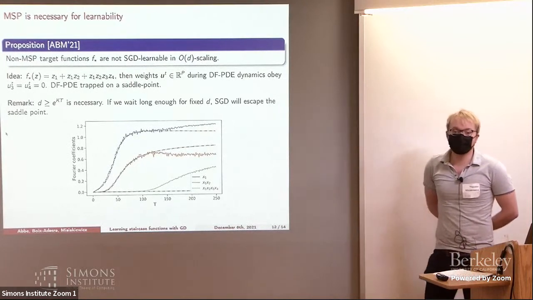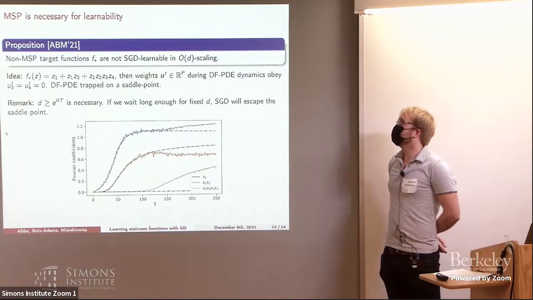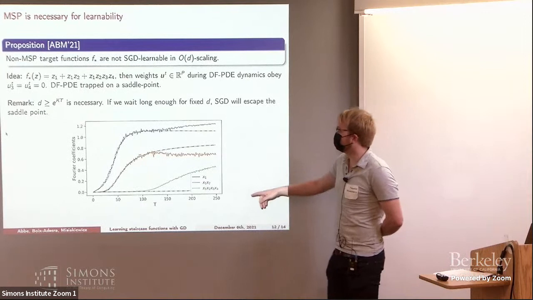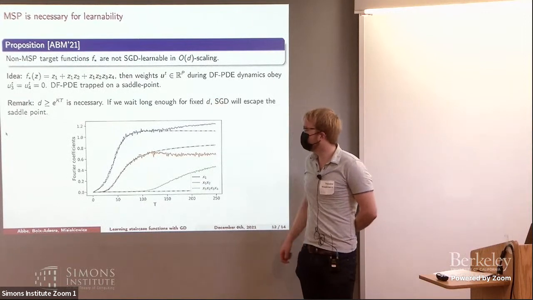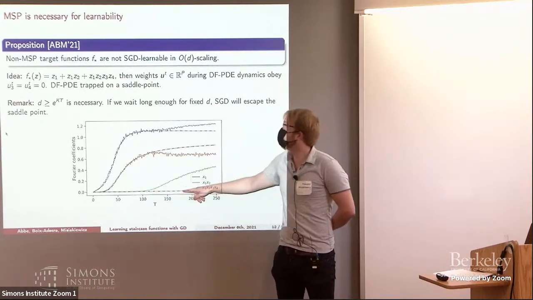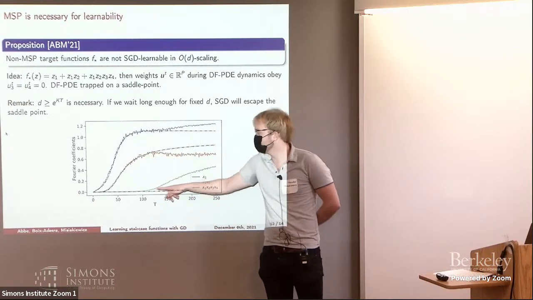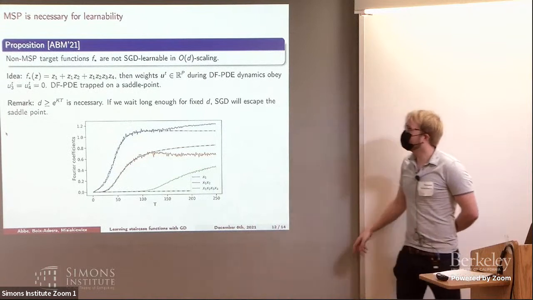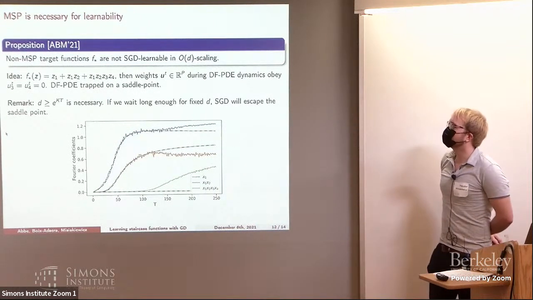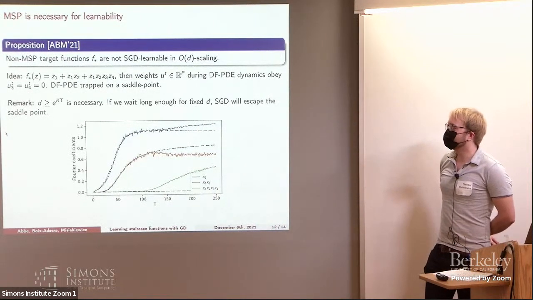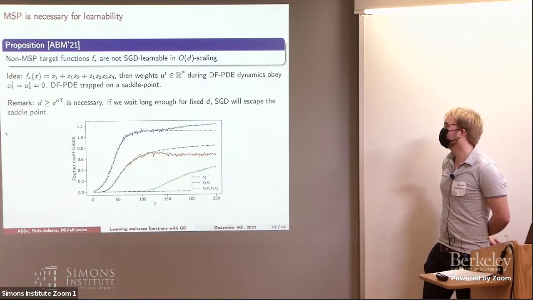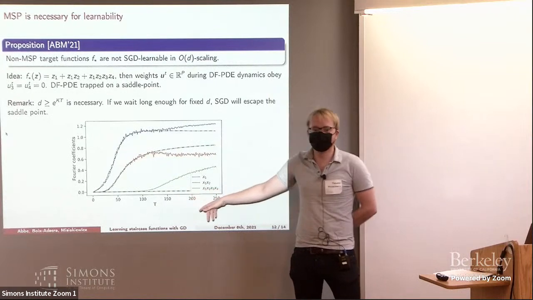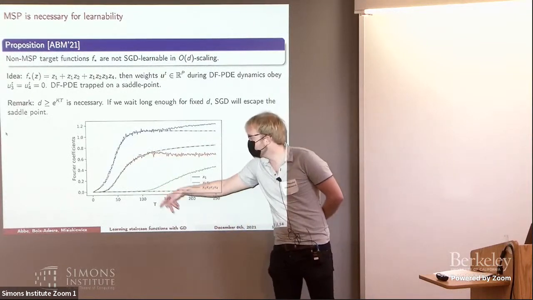Because if you fix D and wait long enough, SGD will escape this saddle point. Here is a simulation with this particular function. Z1, Z2, Z3, Z4, you're supposed to not learn it, and after some time, you start learning it. Actually, for this function, we have a conjecture that it's SGD learnable in O(D squared) scaling. Basically, it would correspond to waiting T proportional to D. This is more or less what's happening.